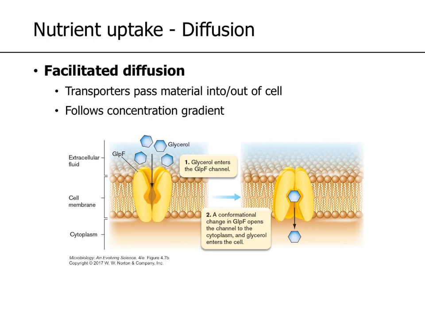When we say down their concentration gradient, that means it's different than their own concentration. Just meaning from high to low, so what's on the outside versus what's on the inside. So if it's high concentration on the outside, then it's going to go in because it's low on the inside. So if it was high on the inside and low on the outside, you couldn't use this mechanism.